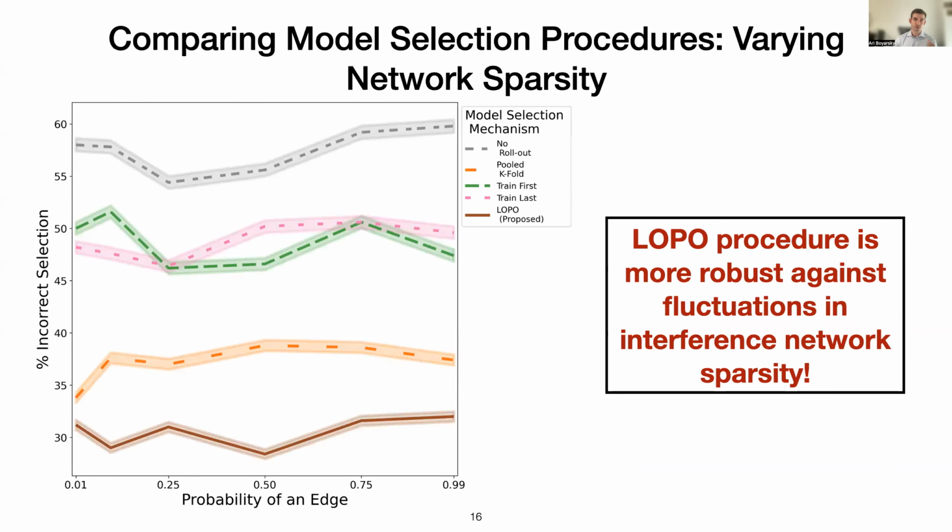So the first test that we run here is we're going to run simulations where we vary the underlying sparsity of the interference network. This is a pretty important test case because in many cases, we're going to find that interference networks can be either extremely sparse or extremely dense. And we're going to find that our procedure does well in all these cases. So what this graph is showing us is each line indicates a different kind of model selection procedure that we could use to choose an interference network. Our model is the one that's solid, and we find that it does a pretty good job across different levels of sparsity. And so our procedure is robust against fluctuations in the interference network.